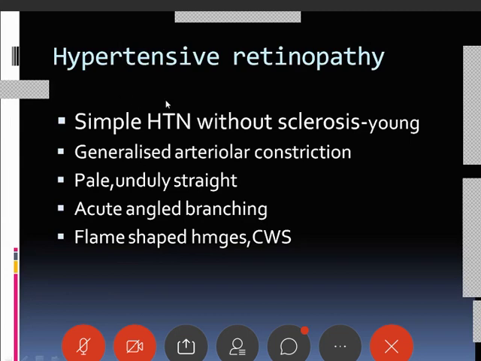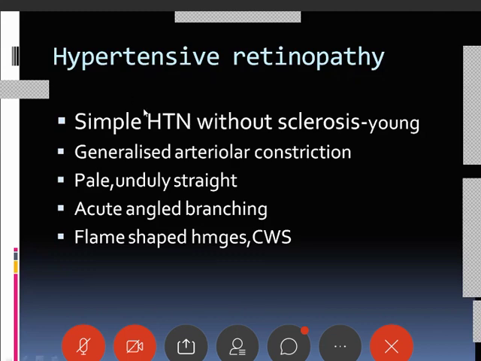Then coming to the hypertensive retinopathy, this is the other classification, but the name of this classification is not given. Hypertensive retinopathy can occur in four circumstances. The changes mainly depend upon whether the vessels are young vessels or old vessels, because in young vessels there won't be any sclerosis, whereas in older vessels there will definitely be some amount of sclerosis.